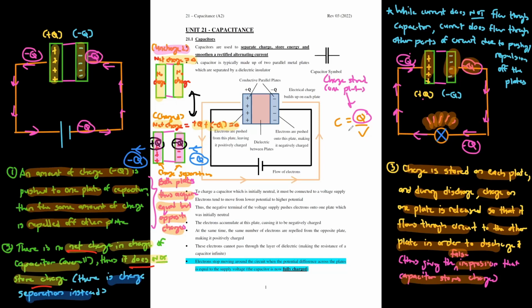Whenever you want to use the equation C equals Q over V, that Q is actually the charge stored on only one plate of your capacitor. All right, so that one hopefully is clear.